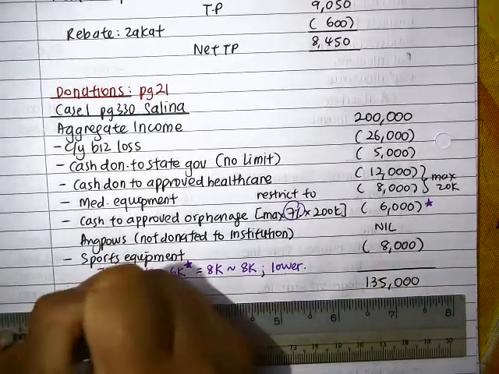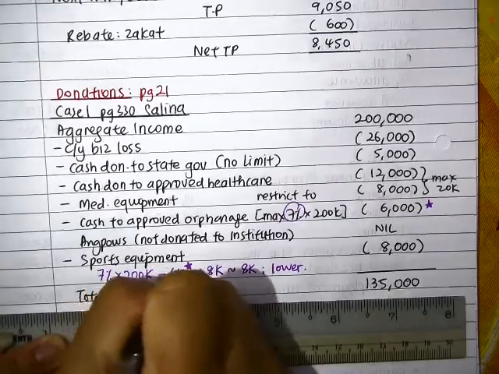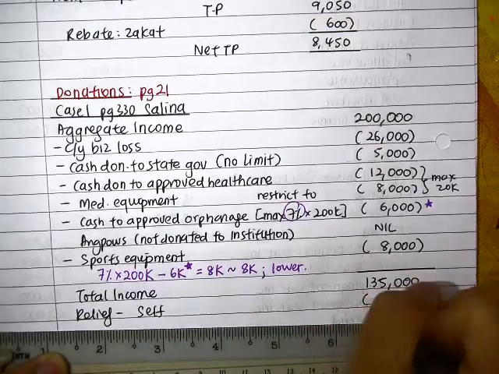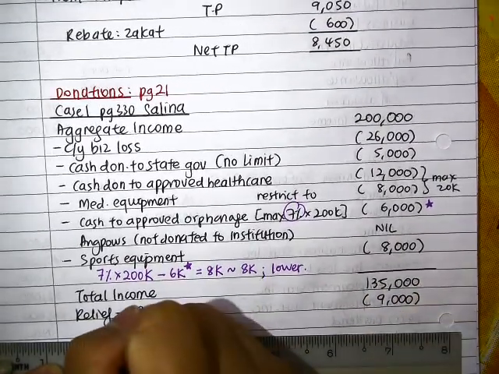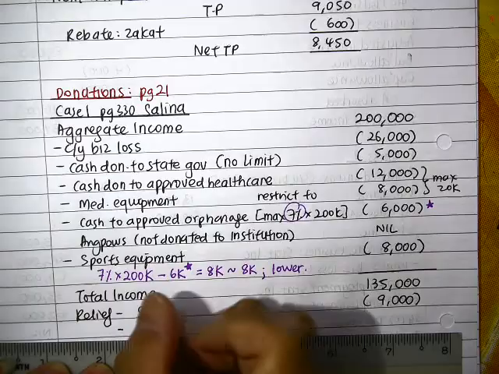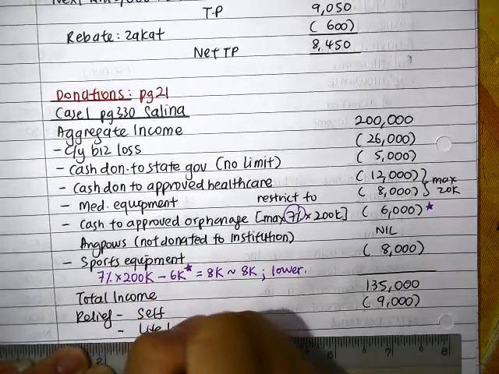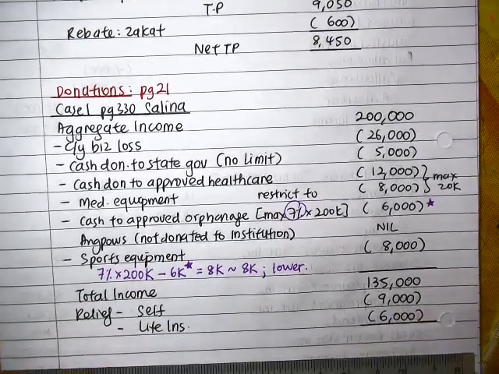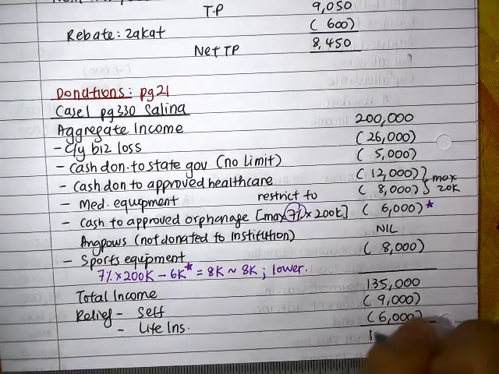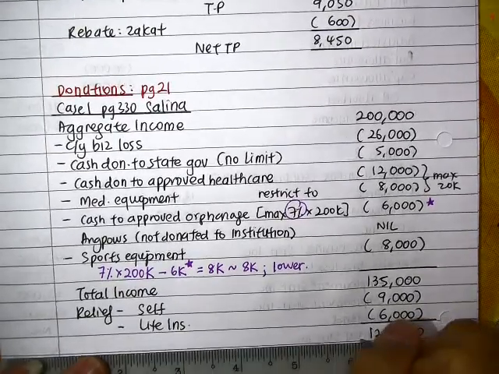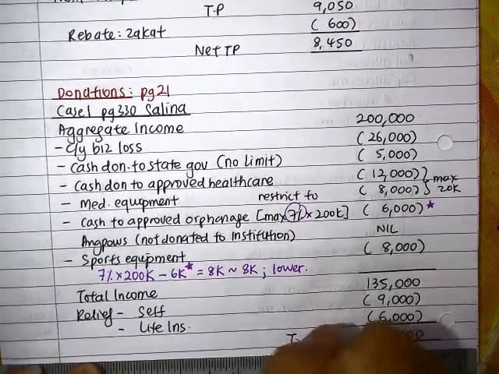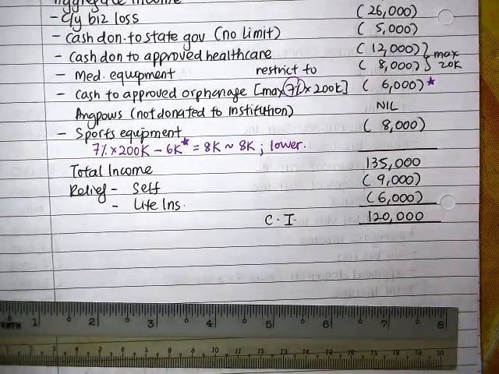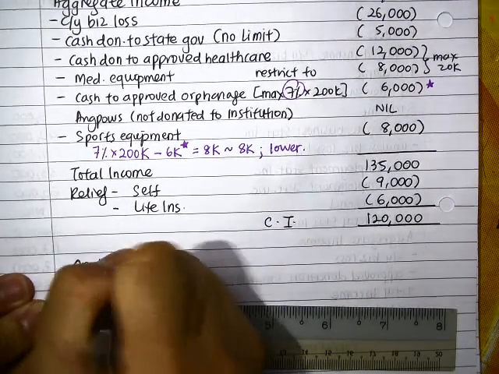So 135 is my total income. Now they tell us you just claim the normal relief, personal deduction 9,000, and there's a relief for life insurance, maximum 6,000. So 120. That's my chargeable income. Okay, how much tax that I'm paying?